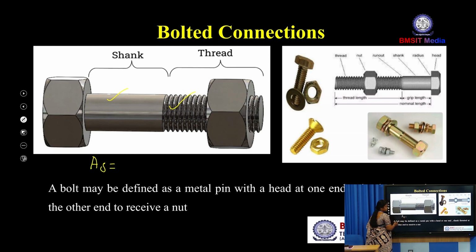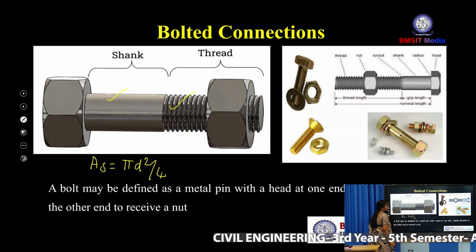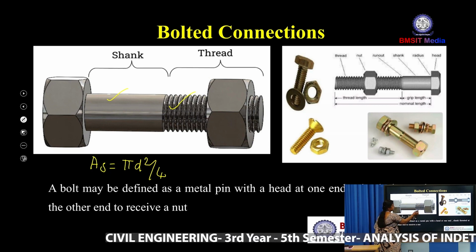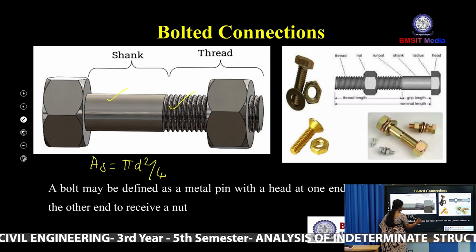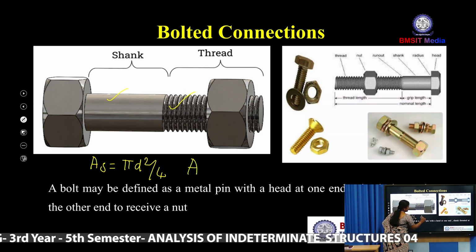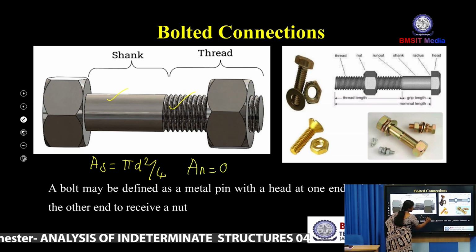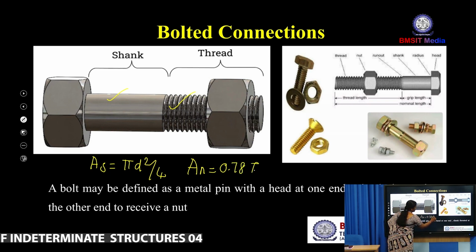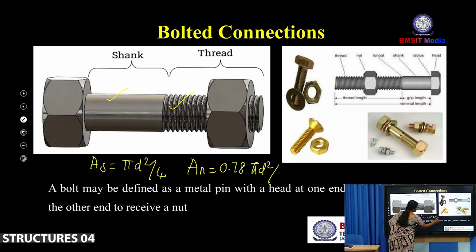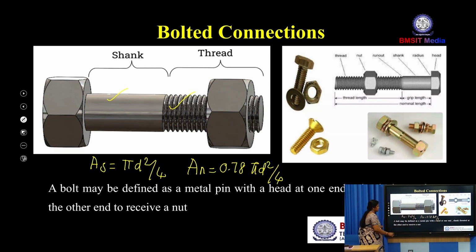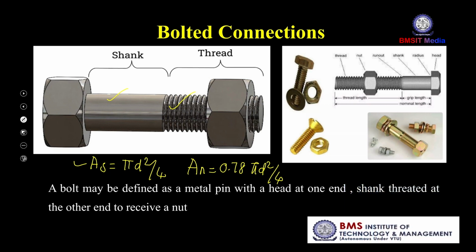So this one is AS, where A means area of the shank portion. The shape is circular, so the area of the shank portion equals pi d squared divided by 4. As per the IS code, the area of the threaded portion can be calculated as AN equal to 0.78 times pi d squared divided by 4. So the area of the shank equals pi d squared by 4, and the area of the threaded portion equals 0.78 times pi d squared by 4.